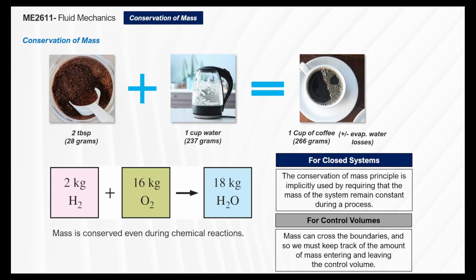The same way when you react 2 kilograms of hydrogen and 16 kilograms of oxygen, you will get a chemical combination of 18 kilograms of water.